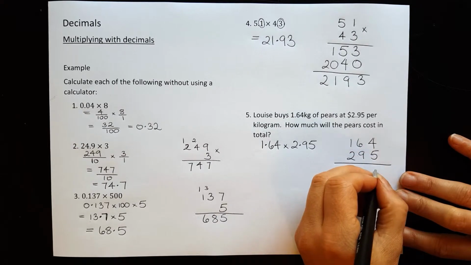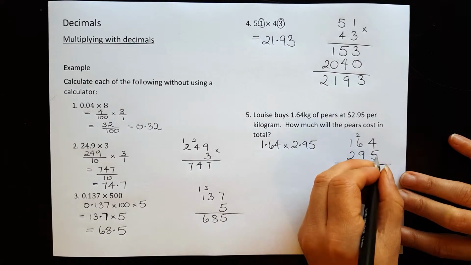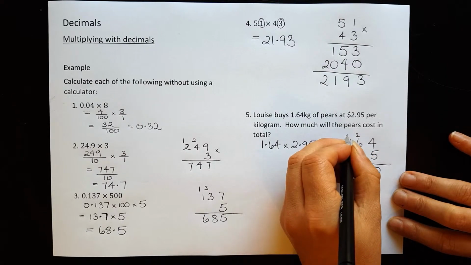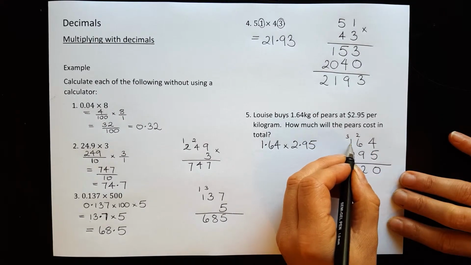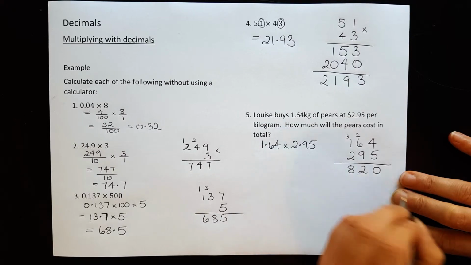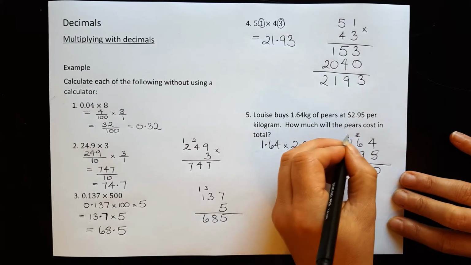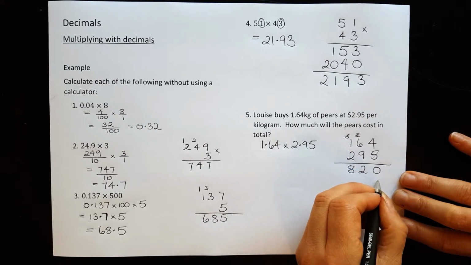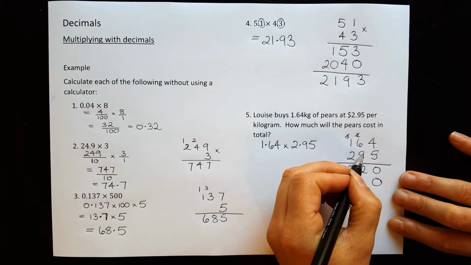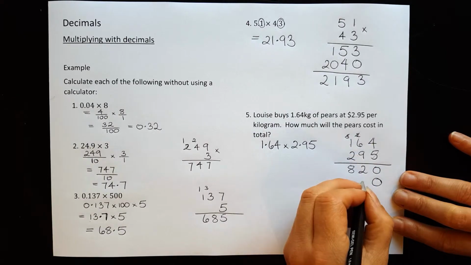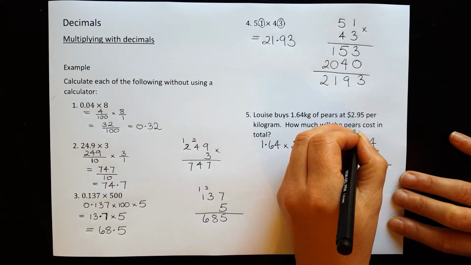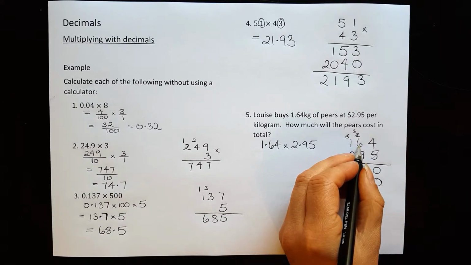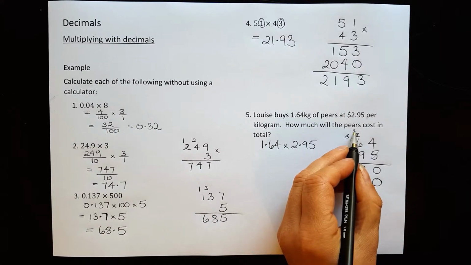5 times 4 is 20. 5 times 6 is 30 plus the 2, so 32. 5 times 1 is 5 plus 3 is 8. Now the 5 is done. Cross out these numbers so we don't get confused. Now we want to move on to the 9. First of all, we have to put a 0 down. 9 times 4 is 36. 9 times 6 is 54 plus the extra 3.